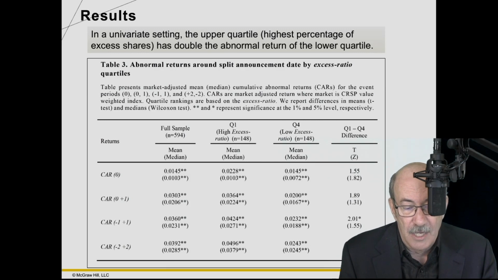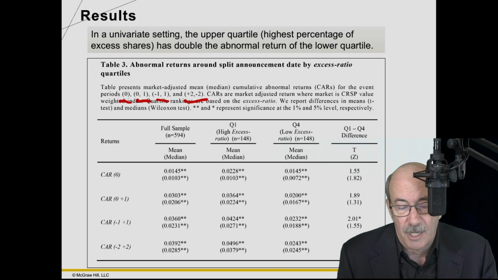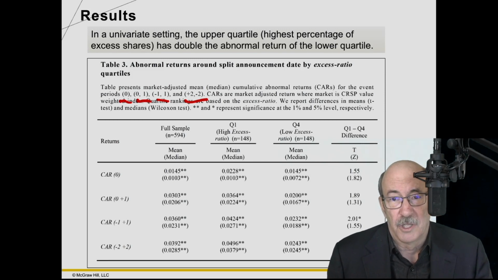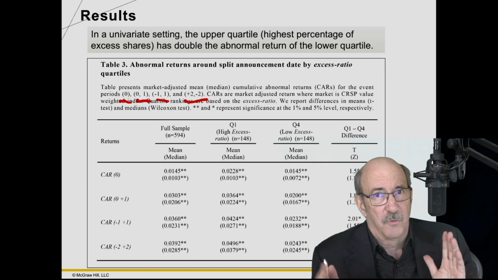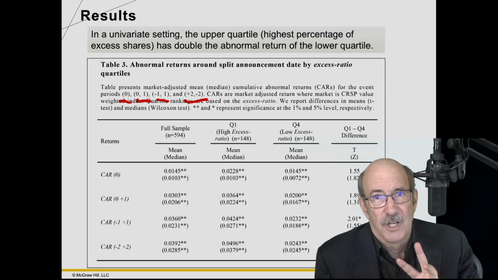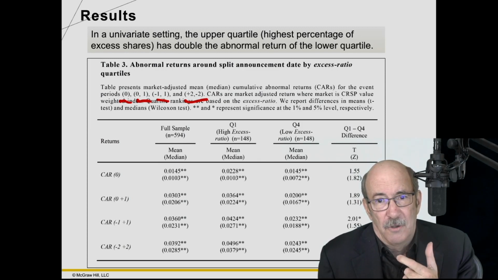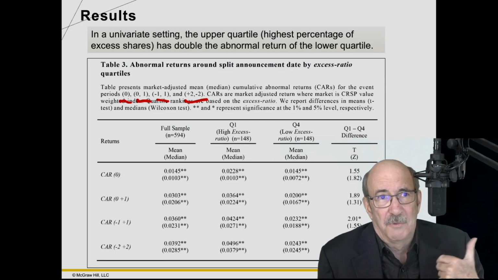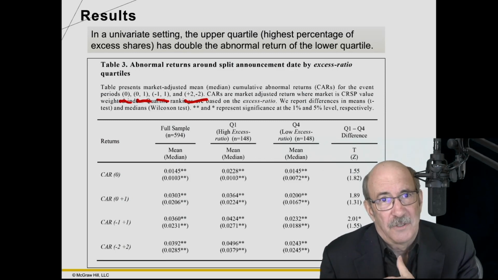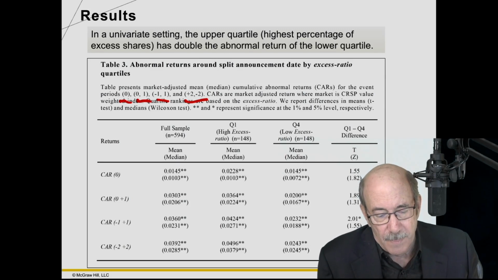We do a 0, a 0 to 1, a -1 to 1, and a -2 to +2 period. So these are the length of the windows. These latter two, it's a 3-day window, and the last one is a 5-day window around the announcement. So day 0 is the day of the announcement. Day -2 would be 2 days before. Day +2 would be 2 days after.